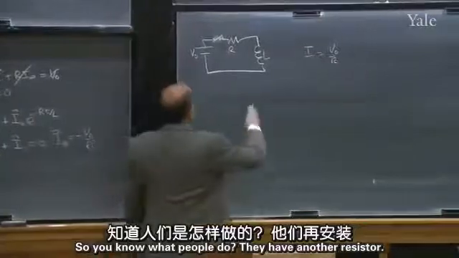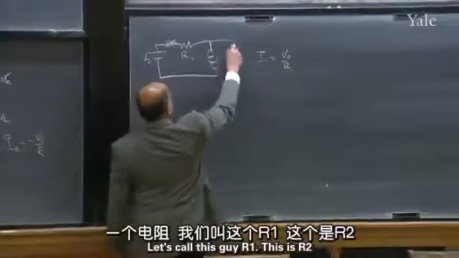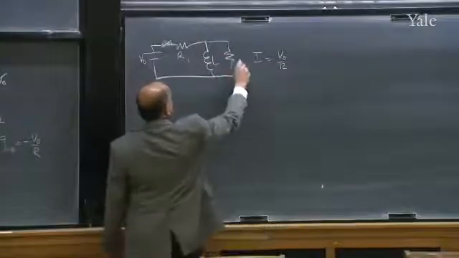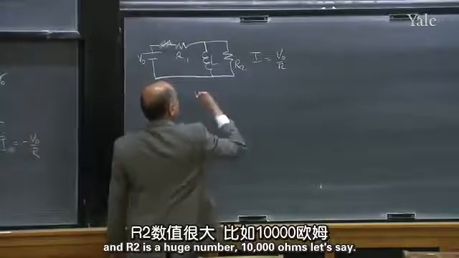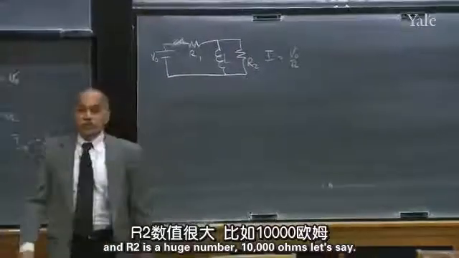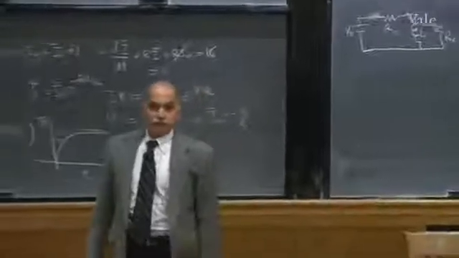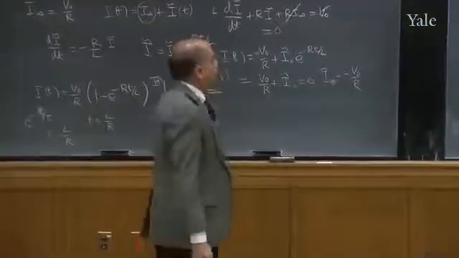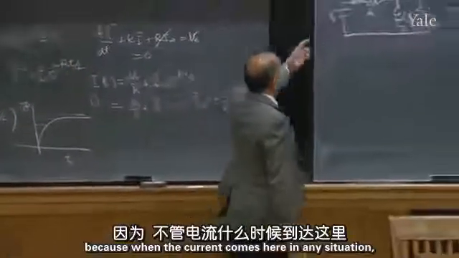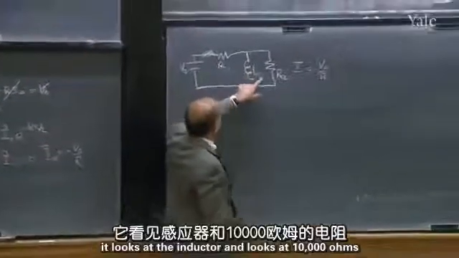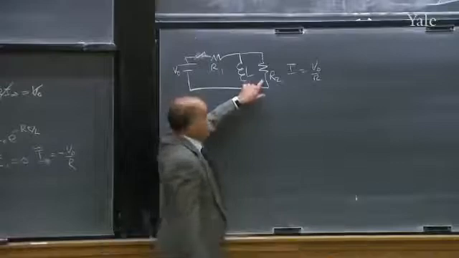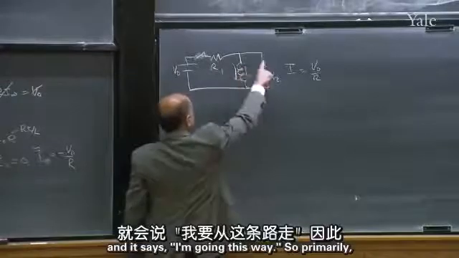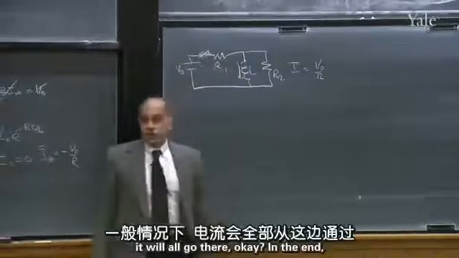They have another resistor. Let's call this guy R1. This is R2. And R2 is a huge number, 10,000 ohms, let's say. So most of the time, R2 doesn't do anything. Because when the current comes here, in any situation, it looks at the inductor and looks at 10,000 ohms, and it says, I'm going this way. So primarily, it will all go that way.